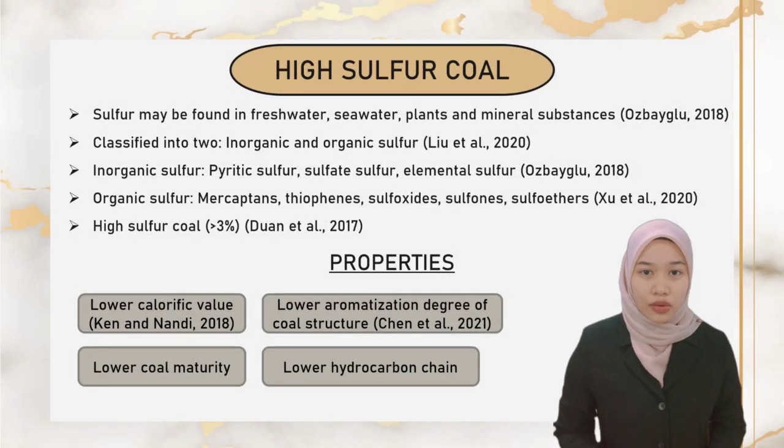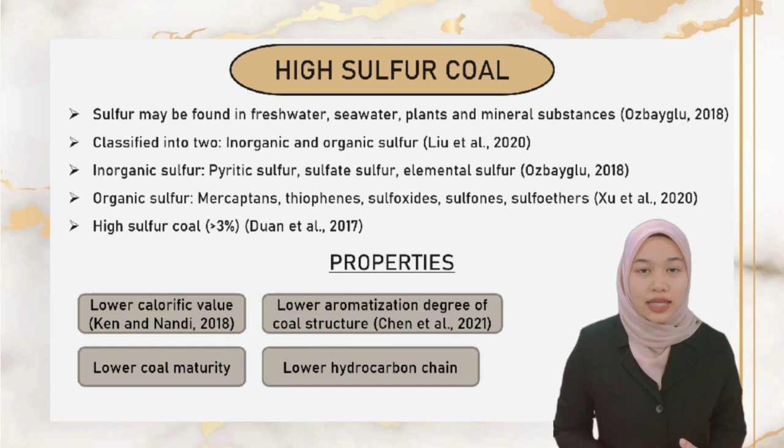Continuing with high sulfur coal. Sulfur may be found in fresh water, seawater, plants, and mineral substances. It can be classified into two, which are inorganic and organic sulfur. For inorganic sulfur, the examples are pyritic sulfur, sulfate sulfur, and elemental sulfur, while for organic sulfur, the examples are mercaptans, thiophene, sulfoxides, sulfones, and sulfur ethers. To be recognized as high sulfur coal, the sulfur content needs to be higher than 3%.